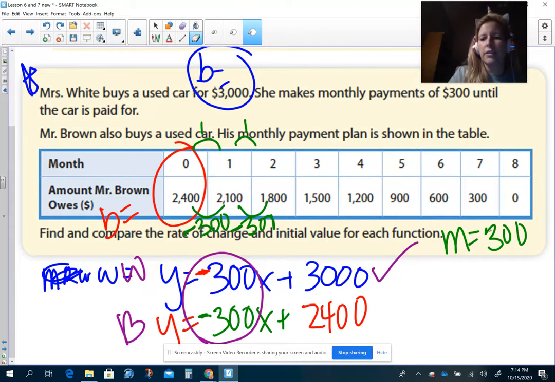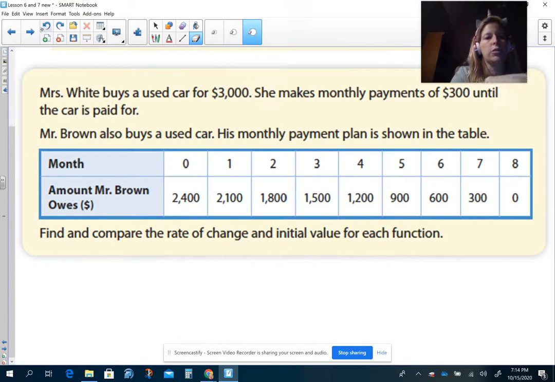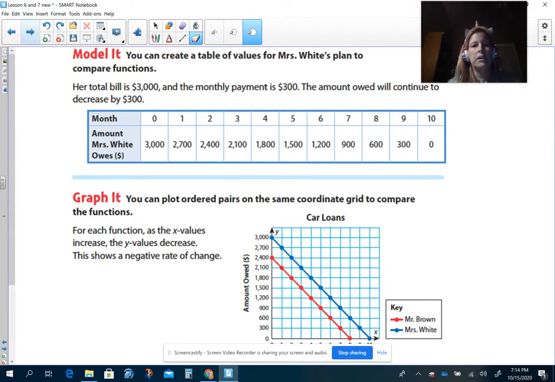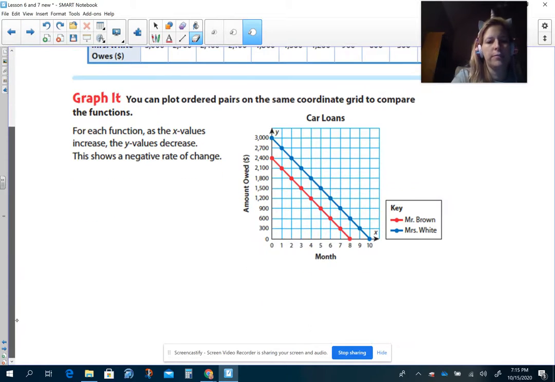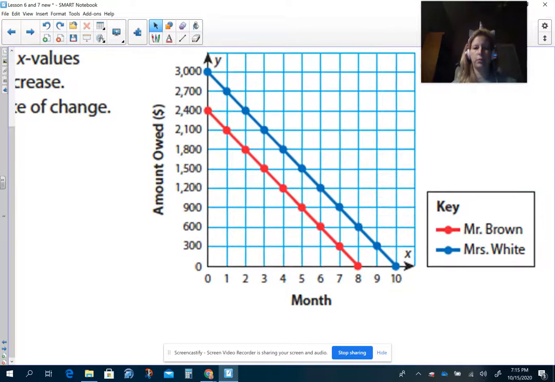So let's look at what happens when we graph it. So that's what it looks like when we do our equations. And that's why I spent a lot of time on equations with y'all, because you can clearly see the initial value and the slope right there in our face, okay? So let's look at our graph. And I'll make this a little bigger. Okay, Mrs. White is blue, Mr. Brown is red. It took 10 months for Miss White to pay off and 8 months for Mr. Brown to pay off. And I want you to look at their slopes.